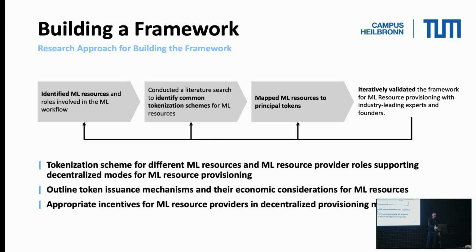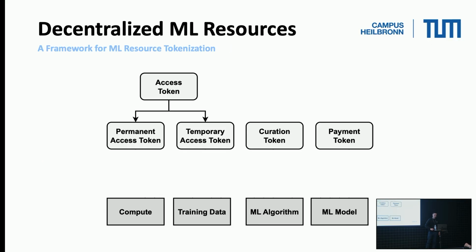So, to give you an overview of the framework, we have the 4 machine learning resources: compute, training data, machine learning algorithms, and the ML model. And then we have 4 principal types of tokens. When we go for compute, it also has its own characteristics. For example, it has high variable cost. It's a physical and tangible asset, so you cannot really replicate it. It's not a digital good, and it's typically fungible. So as long as I'm operating on an H100 GPU from NVIDIA, it doesn't matter which one I'm operating on.